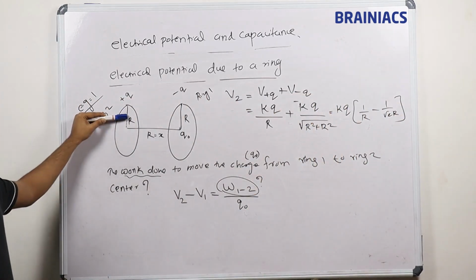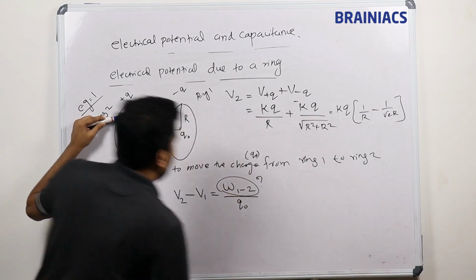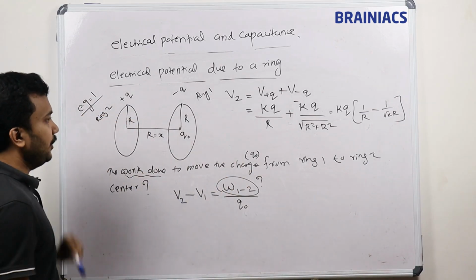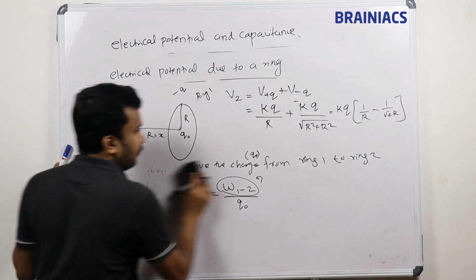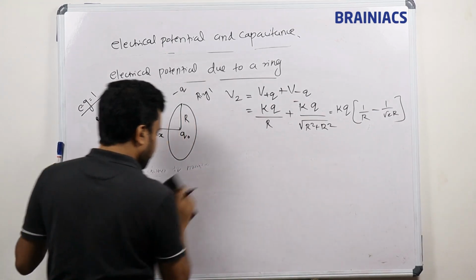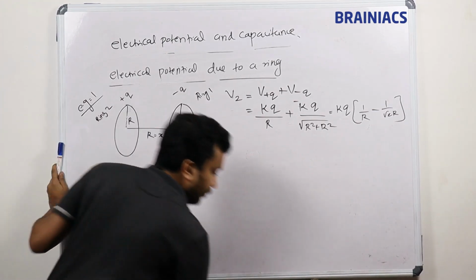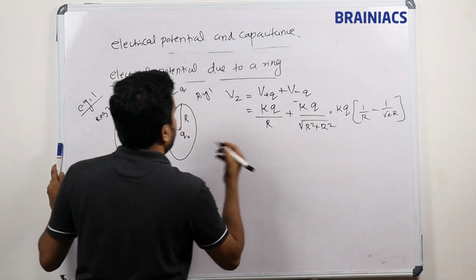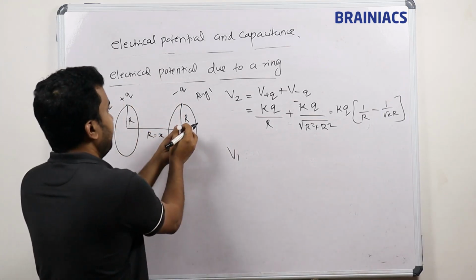So V2 we found out. We'll keep it there. Now we are going to find out V1. We need V2 and V1, so I'm clearing this board. Okay, so we are going to find out V1. Now you have to place your pen here. Now you are at V1.